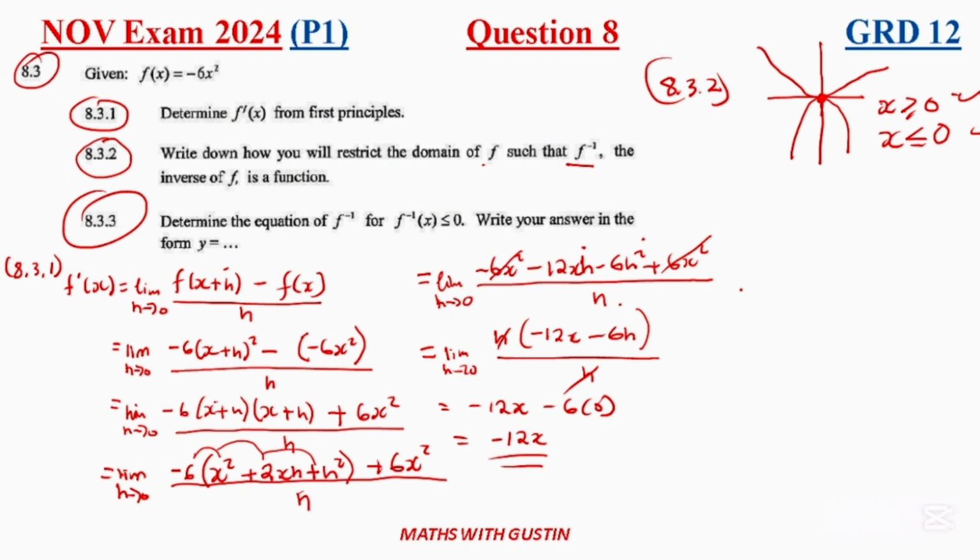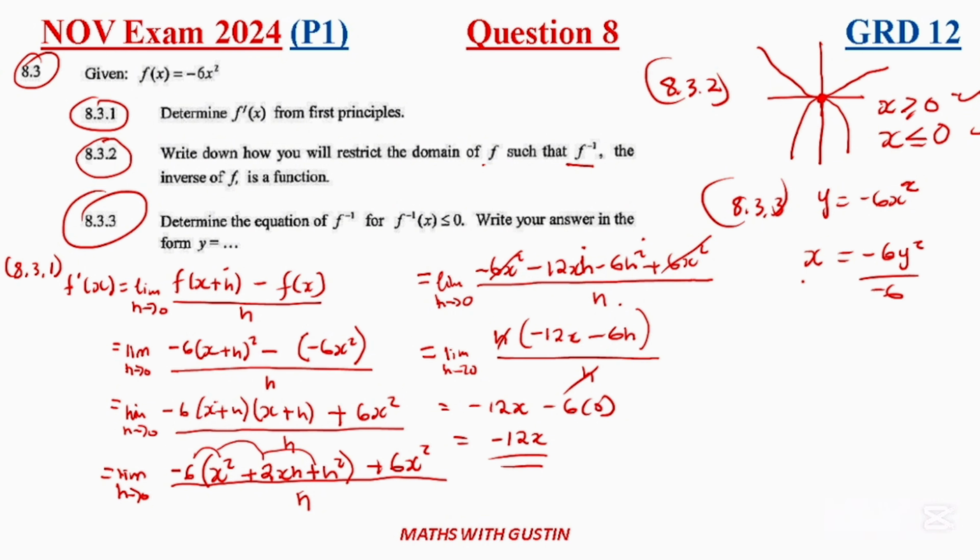Okay, so 8.3.3: determine the equation of the inverse for which x is less than or equal to 0. So what do you have here? This is our function, y is equal to -6x squared. I'm writing it in terms of y so that when we find an inverse, you know what to do. We swap x and y, then we solve for y again. So let's go ahead and do that. Swap x and y. Okay, so x will come here, and y will go where x was. There you go. Then we're going to solve for y again.